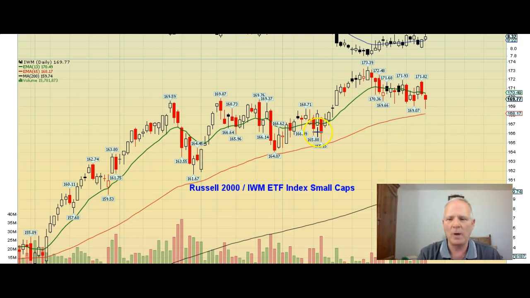So those are some ways that I use the stochastic and the MACD together along with price. Remember, price is always king. Leave your comments on how you use them, or if you think you might start using the stochastic.